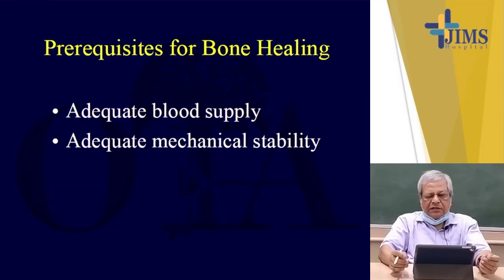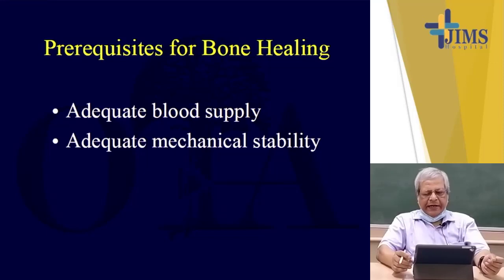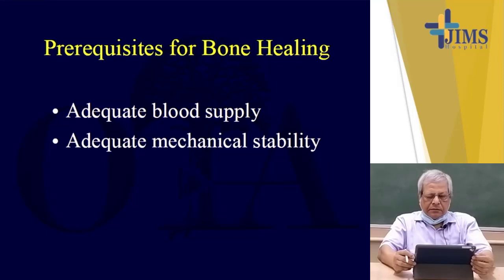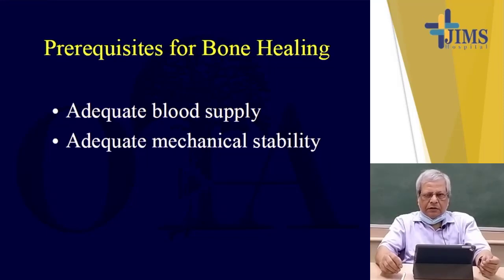What are the prerequisites for bone healing? These are adequate blood supply to the fractured fragments, fracture ends, and adequate mechanical stability. You see, if mechanical stability is not there, the newly formed blood vessels, that is capillaries and arterioles, if there is a lot of movement at the fracture site, those capillaries and arterioles will rupture. That will not take part in bone formation.